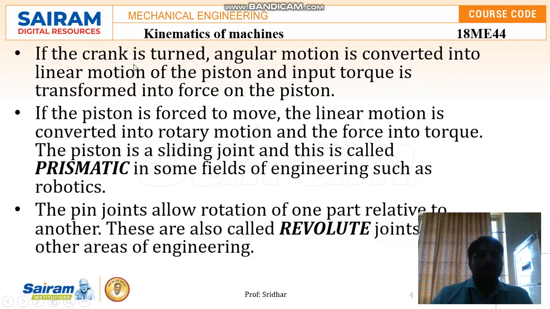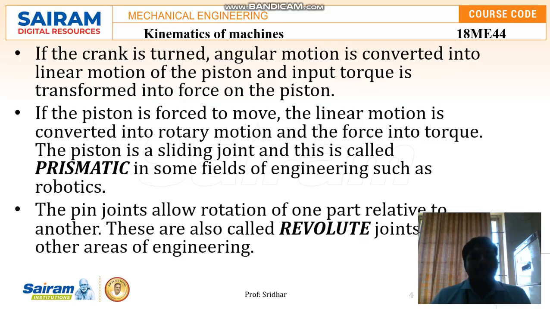If the crank is turned, angular motion is converted into the linear motion of the piston, and the input torque is transformed into the force on the piston. So now, only one input force and the output is two motions. How can we identify this? We have just applied one input force and we are getting two motions at a time. Next, if the piston is forced to move in linear motion, this is converted to rotary motion. Now the linear motion is converting to rotary motion, and the force into torque.